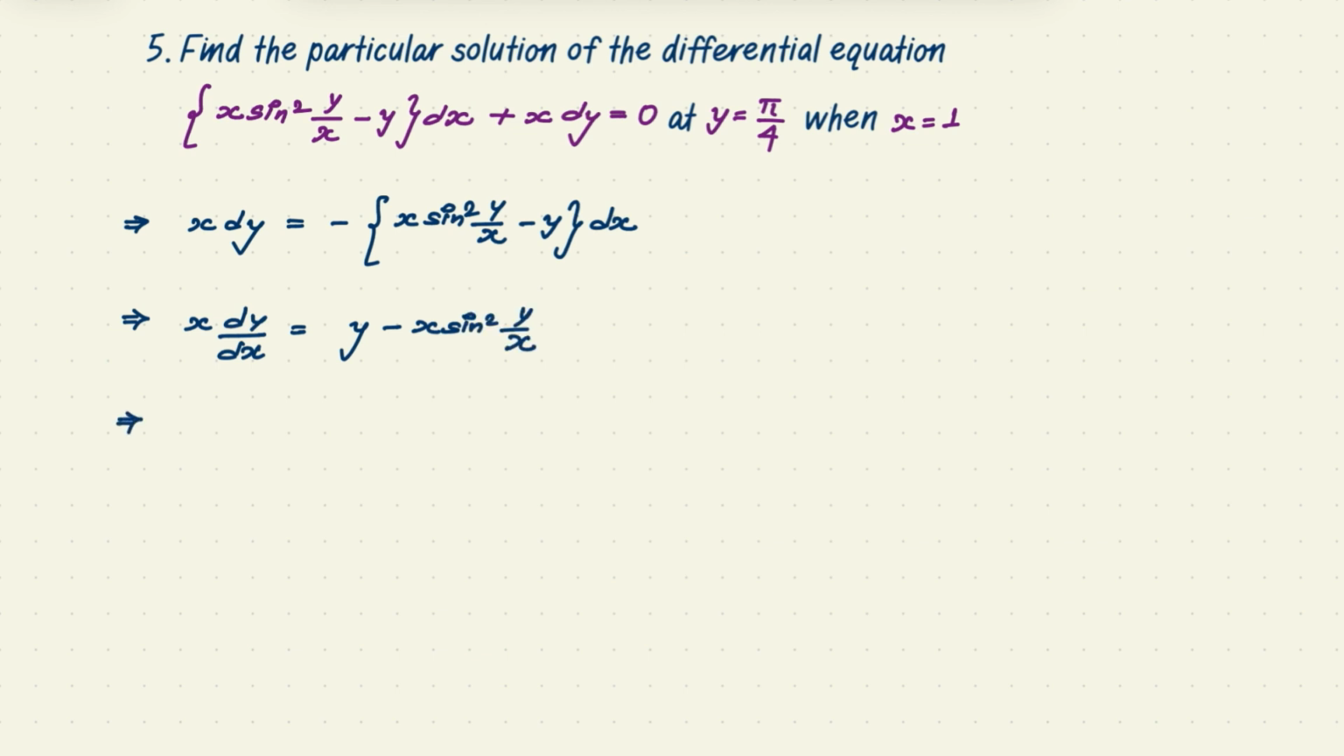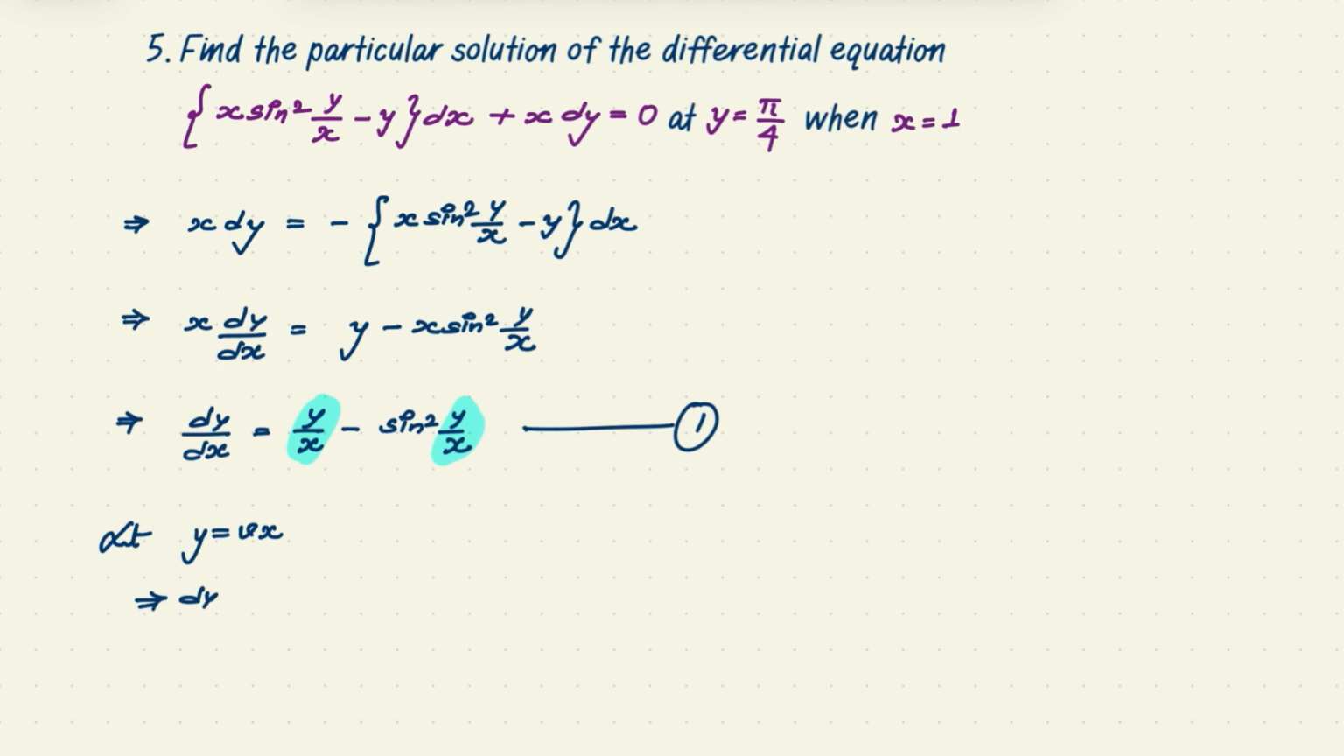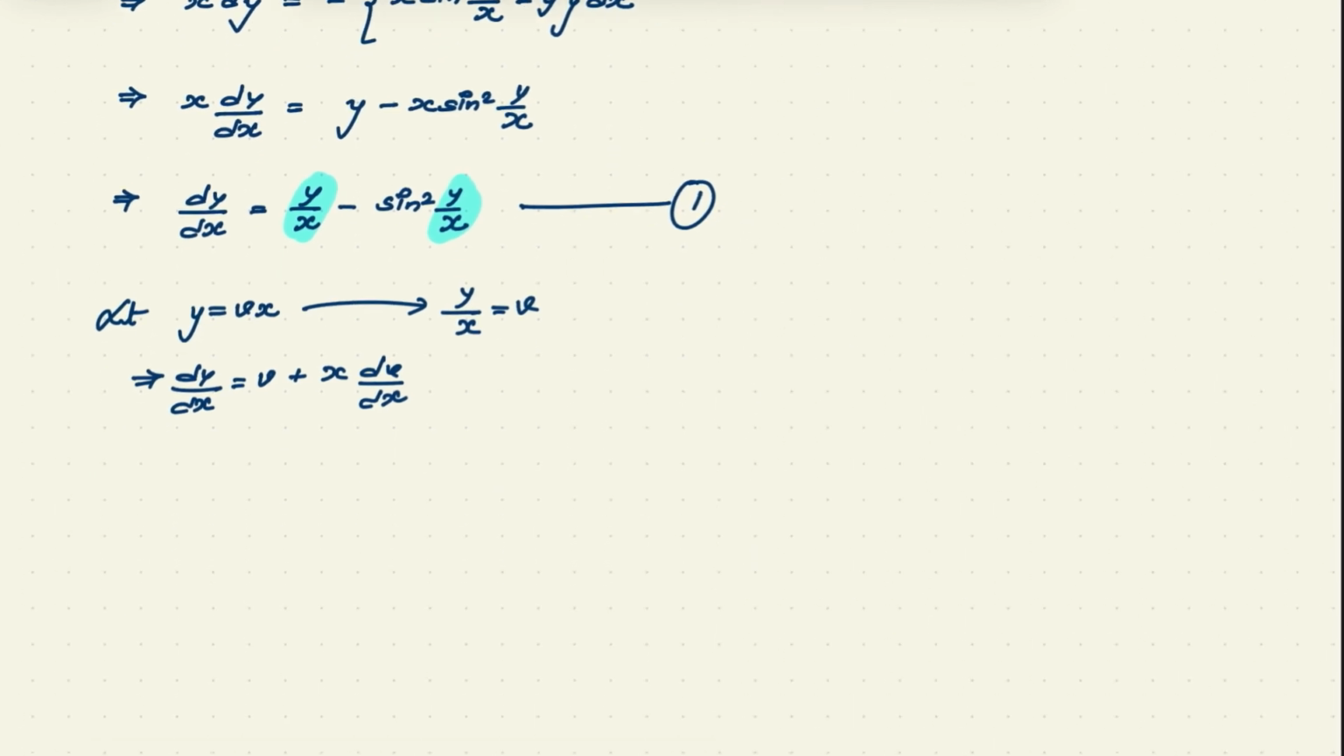Let us divide both sides by x, then we will have dy over dx equal to y minus x sine square y by x, divided by x. So it is clear that this dy over dx is a function of y over x. That means this differential equation is homogeneous. And let this be equation 1. So to solve, let us put y equals to vx, and this will give dy over dx equals to v plus x into dv over dx, and from here y over x is v.